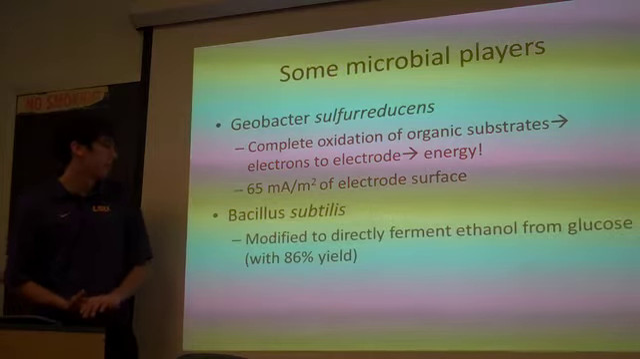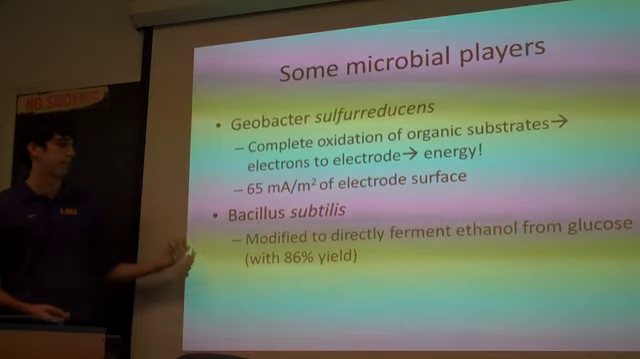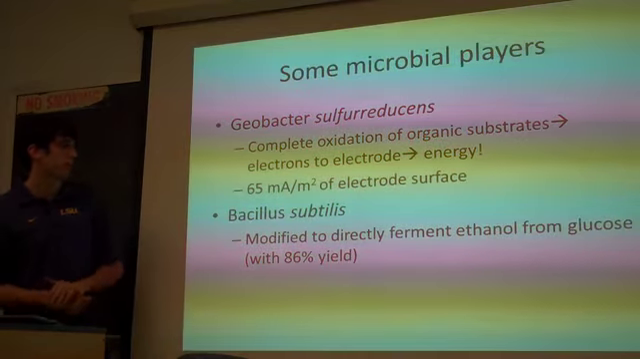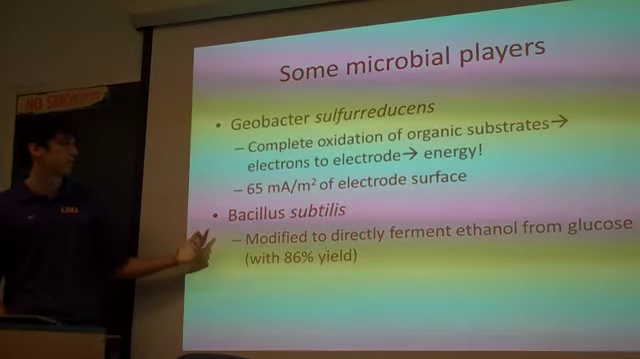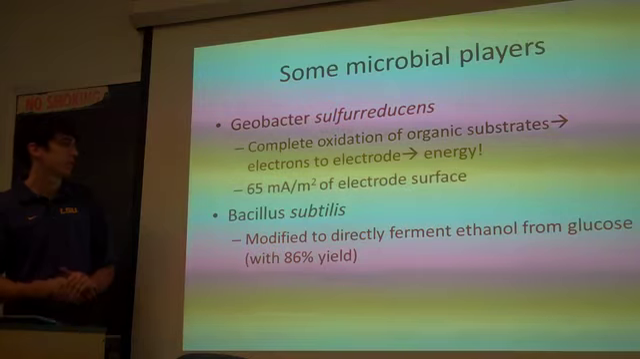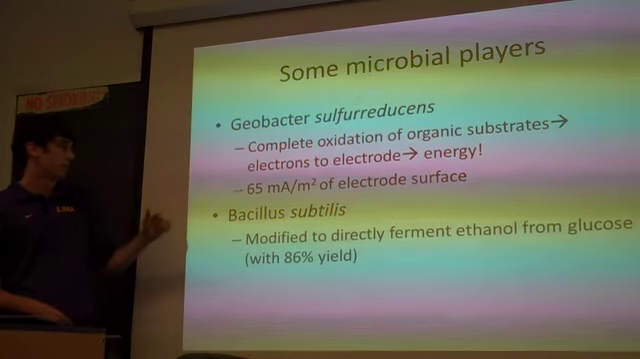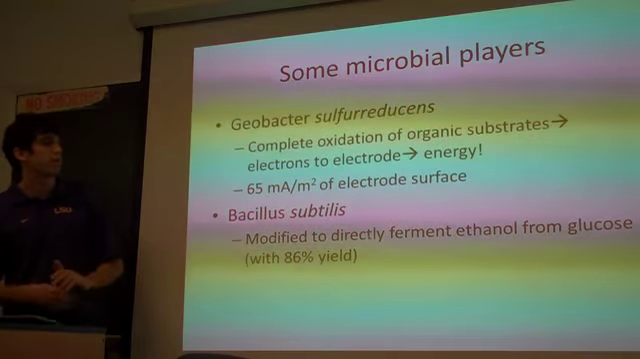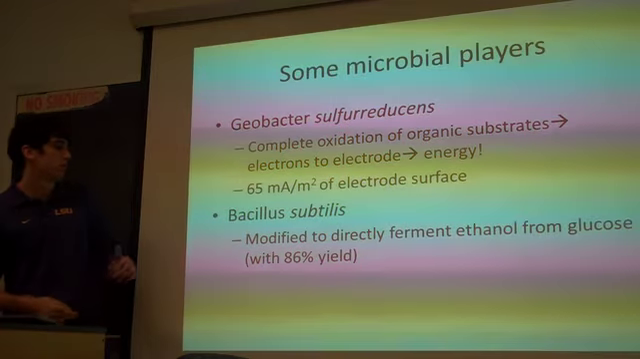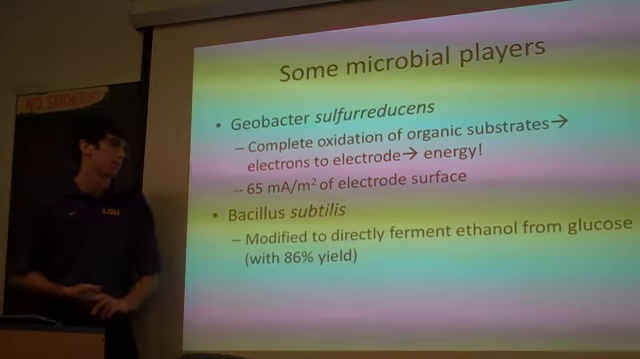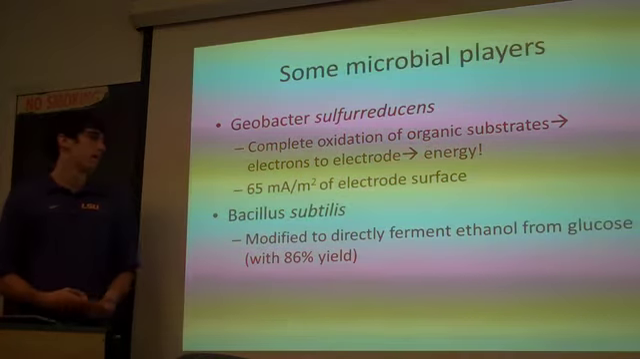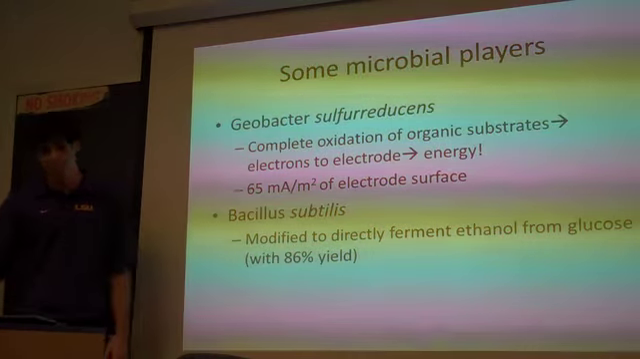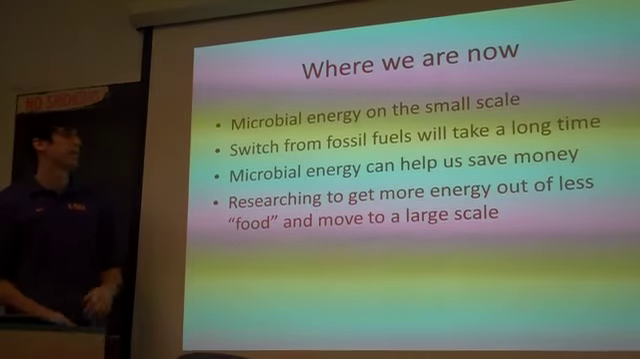And an example in Mexico of people modifying bacteria through genetic engineering is Bacillus subtilis. Researchers in Mexico modified them to directly ferment ethanol from glucose with 86% yield. So there's another improvement. It's just showing that people are making headway, but we still have a long way to go. So that's where we are now.